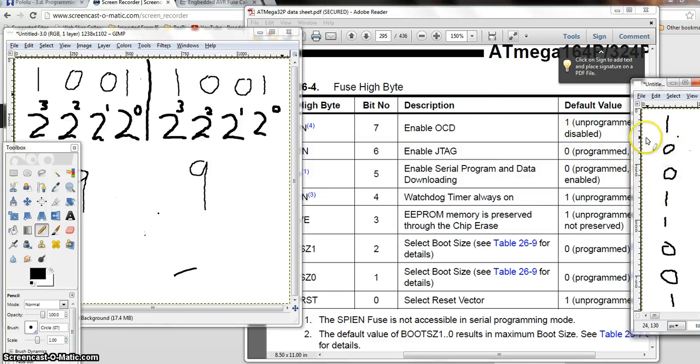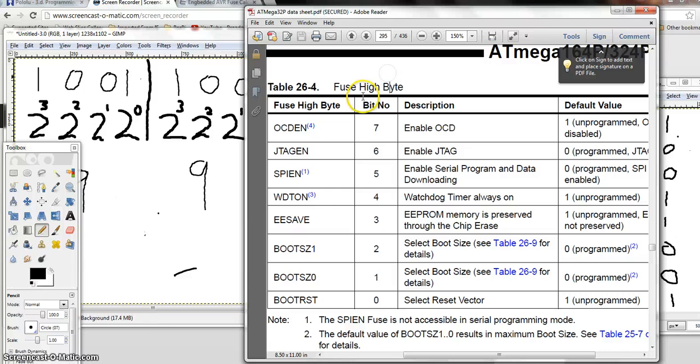Okay, so let's see what we have set here. This is our high byte from our data sheet. And it looks like the on-chip debug enabled is not set because it's a 1. That makes sense because it's coming from the factory. And the JTAG enabled is enabled, it's set to 0. And then we have our serial peripheral interface enabled, which is set. That makes sense, otherwise you wouldn't be able to program your chip.